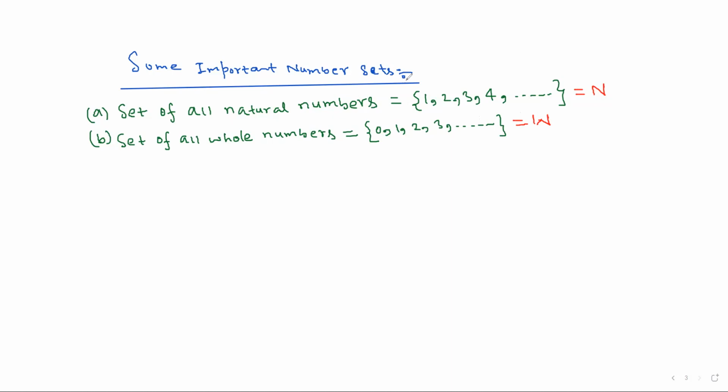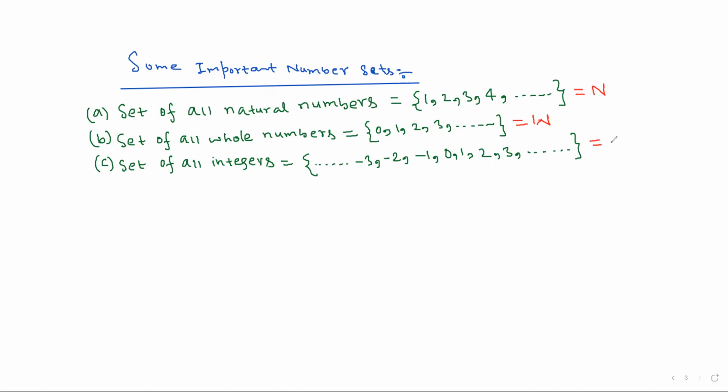So I think this is clear to all. Next one is the set of all integers. So basically, negative numbers, and negative numbers come from minus infinity. So let's say -3, -2, -1, 0, 1, 2, 3, and it goes up to plus infinity. So this is called integers, and the integers are represented as capital I, or you can say capital Z. So integers are represented by capital I or capital Z.